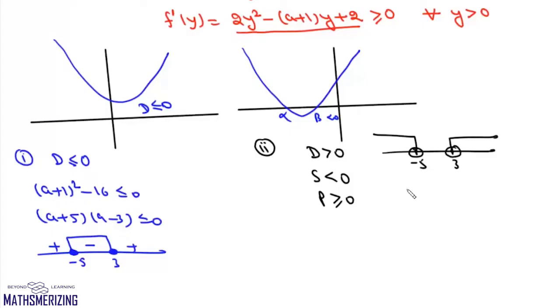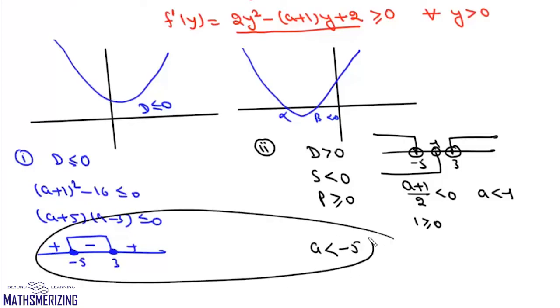Now what is the sum? Sum is minus b upon a, which is (a plus 1) by 2, and it is less than 0. That is, the value of a is less than minus 1, and product is greater than or equal to 0. So from here we are getting this condition that a is less than minus 5. So if we take the union of both the conditions, the value of a that we get is that a lies in minus infinity to 3, with 3 included.